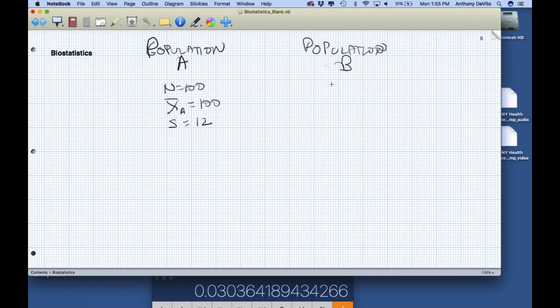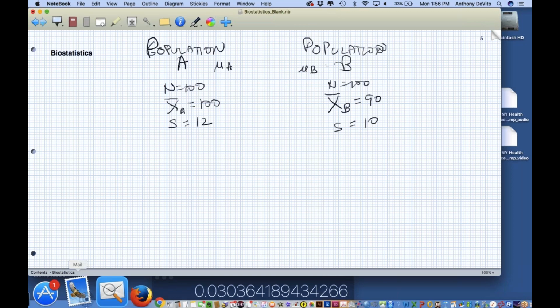Now for population B, I'm going to take another sample of 100. It could be a different size sample; it doesn't have to be the same size. The mean of those 100 people from population B is, let's say, 90, and the standard deviation is equal to 10. Now I want to compare the mean for population A to the mean for population B.